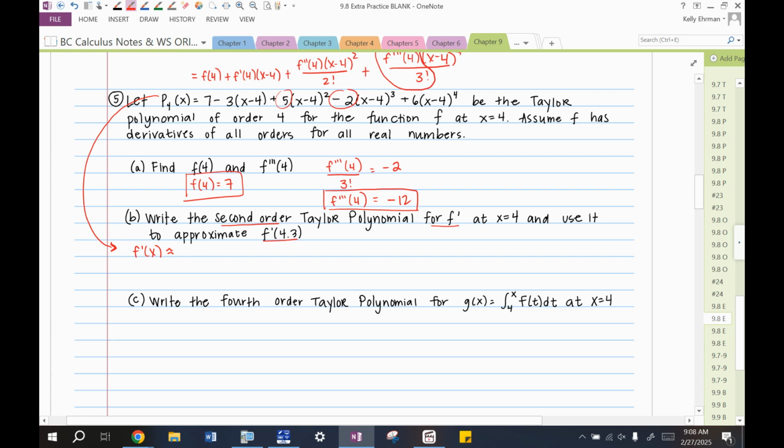So the derivative of 7 is 0. The derivative of this linear term will be negative 3. This derivative will be plus 10 times x minus 4 to the first. And chain rule, technically, the derivative of x minus 4 is 1. And then the next term will be minus 6 times x minus 4 to the second. So I'm stopping there because this is my second order Taylor polynomial. And then use that to approximate f prime of 4.3.